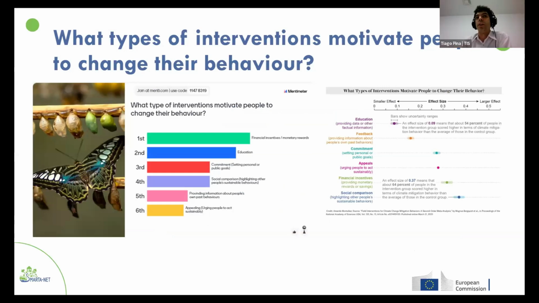But of course, financial incentives and monetary rewards are also very important to motivate people to change their behavior. And social comparison, so peer pressure and the example from others, is also very important, both in the study as well as in the responses by the participants.